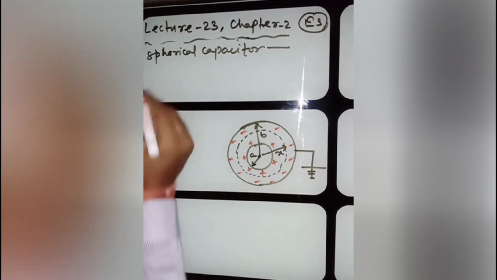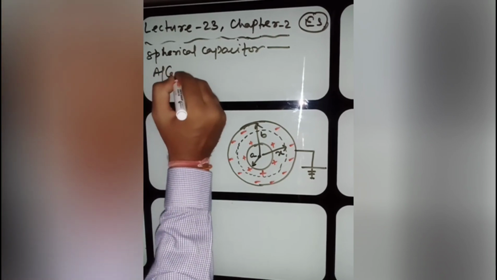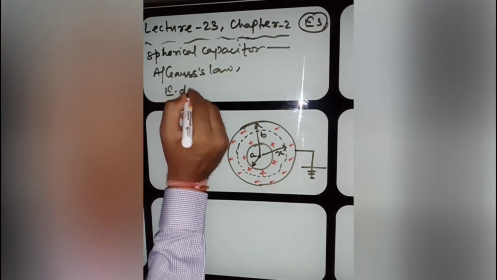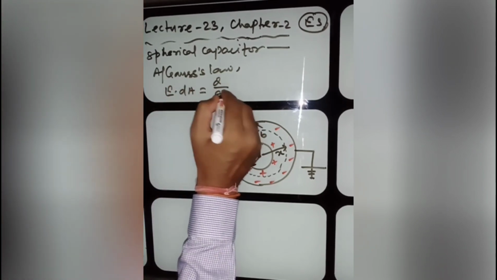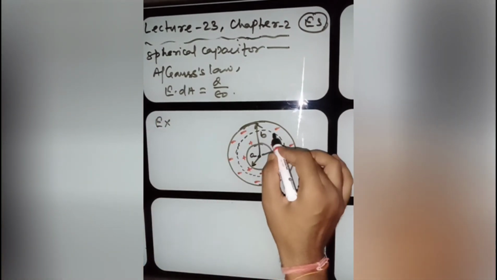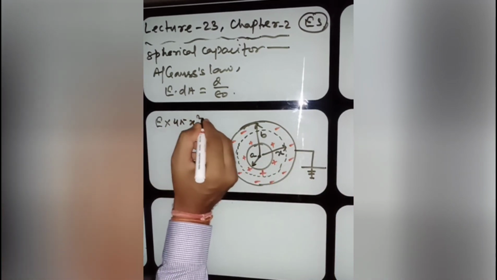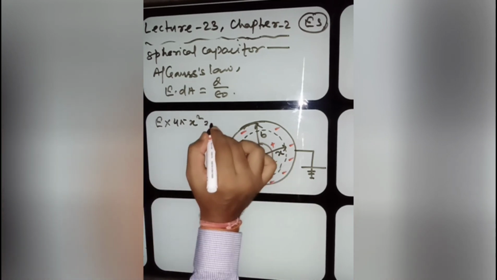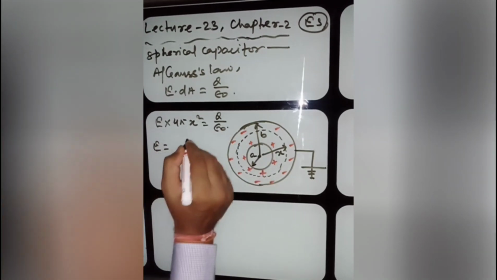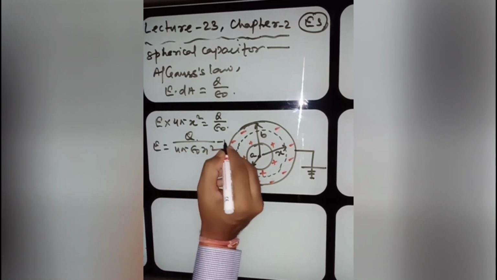Okay, so applying Gauss law, we can write E dot dA equals Q by epsilon naught. Now E dot dA, remember, dA is the elemental area of this Gaussian surface, and the total area will be 4 pi x square. So E times 4 pi x square equals Q by epsilon naught. So you can find here the electric field as E equals Q by 4 pi epsilon naught x square. This is the first equation.